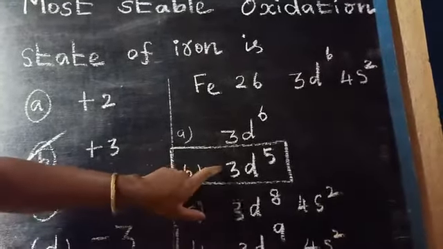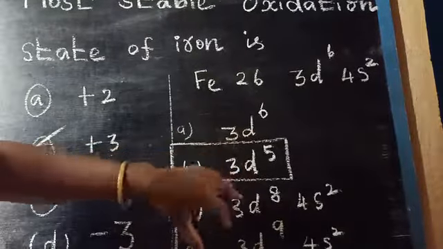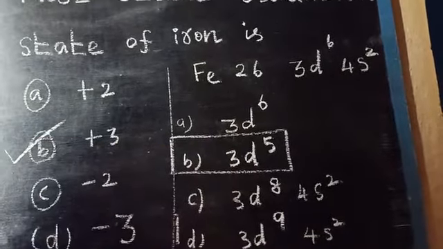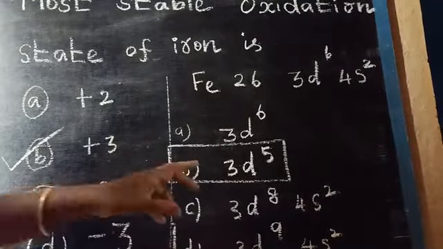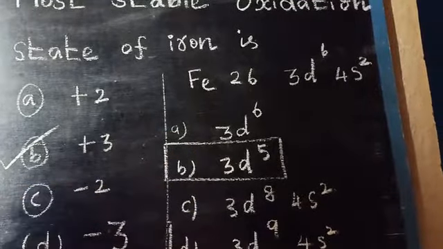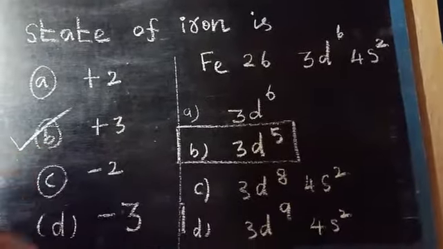Okay, so here the pairing takes place. During this exchange of electrons, pairing started. So 3d5 is the more stable. So the correct option is B.